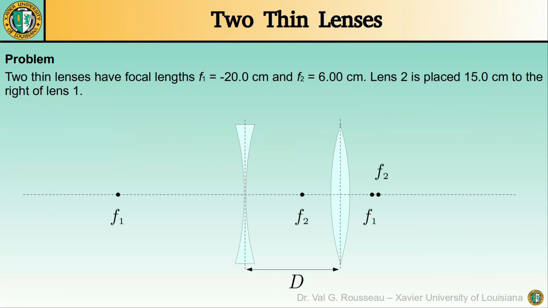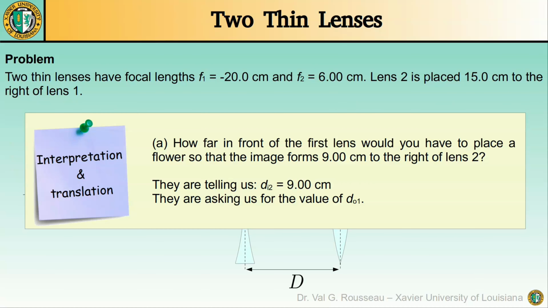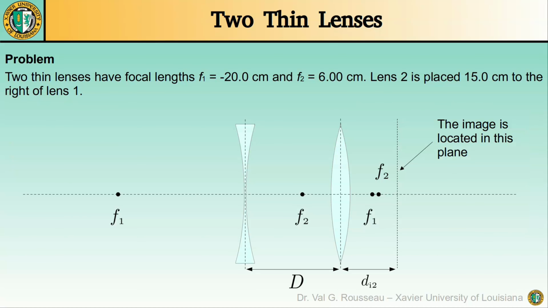Now, let us read carefully question A. How far in front of the first lens would you have to place a flower so that the image forms 9 centimeters to the right of lens 2? The question is literally telling us that the second image distance is 9 centimeters and we are asked to calculate the first object distance. So, we know that the final image lies in the plane shown here.